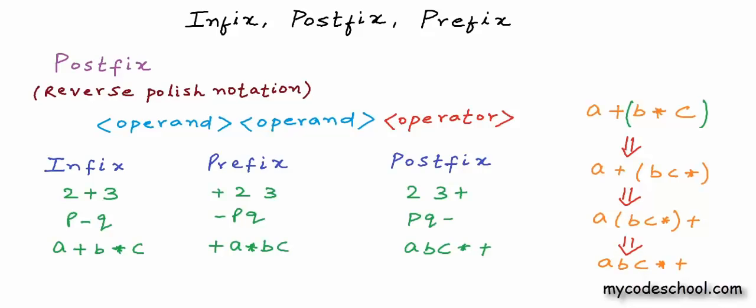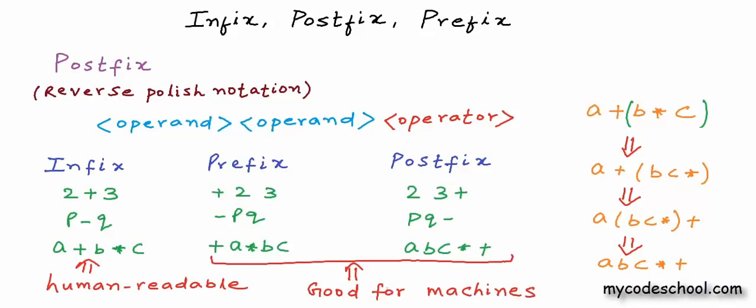Parenthesis surely adds readability to any of these expressions, to any of these forms. But if we are not bothered about human readability, then for a machine we are actually saving some memory that would be used to store parenthesis information. Infix expression definitely is most human readable, but prefix and postfix are good for machines. So this is infix, prefix and postfix notation for you.